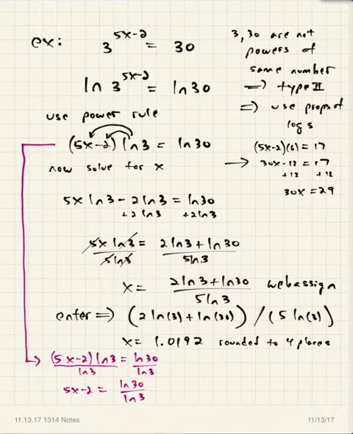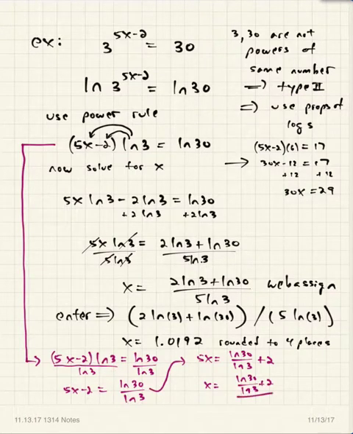And then to solve for x, you add 2 to both sides. And then you divide that whole thing by 5. Now, when you divide both sides by 5, it looks ugly to write it that way. You have natural log of 30 over natural log of 3 plus 2 all over 5. But that is a correct way to write the expression.